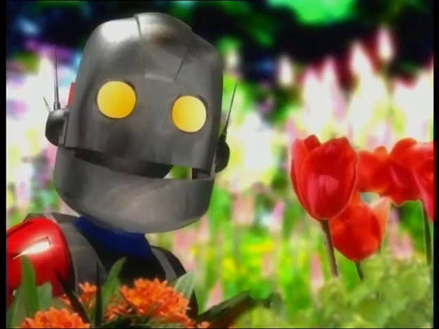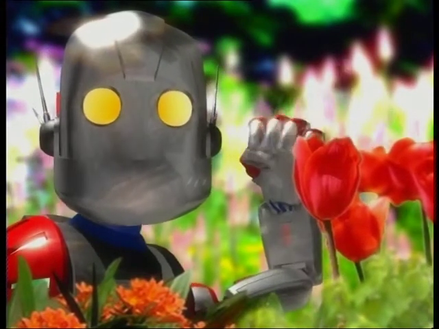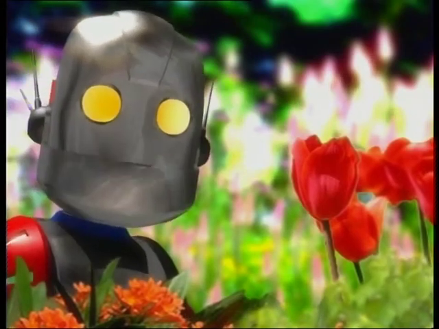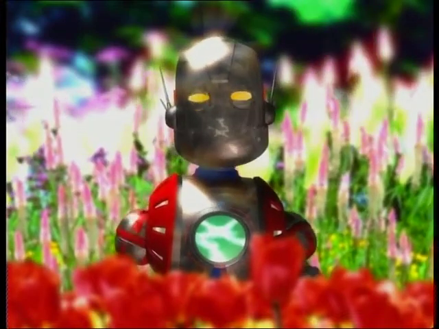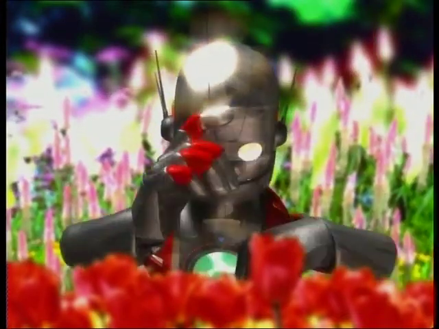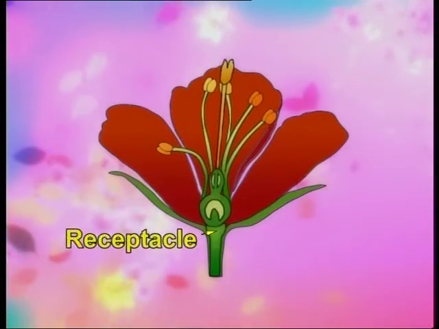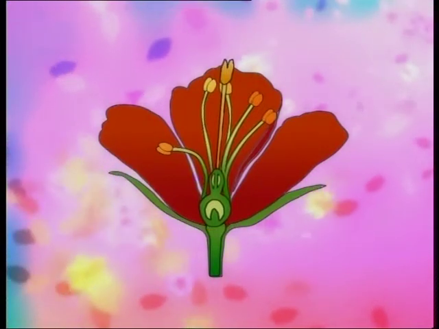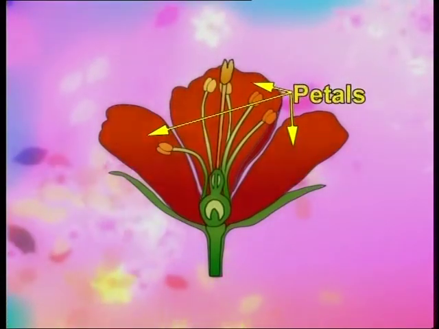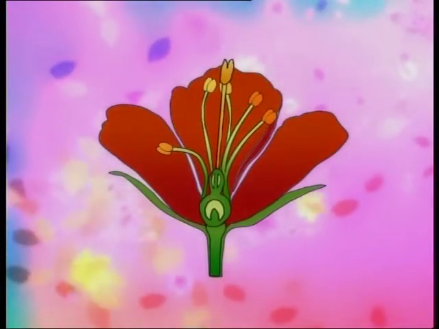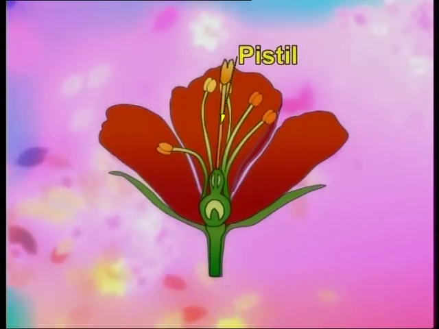Wow, aren't they beautiful? Do you know that a flower is made up of several parts? Let's investigate and find out. A flower is made up of 6 parts. The pedicel, receptacle, sepals, petals, stamen, and pistil.